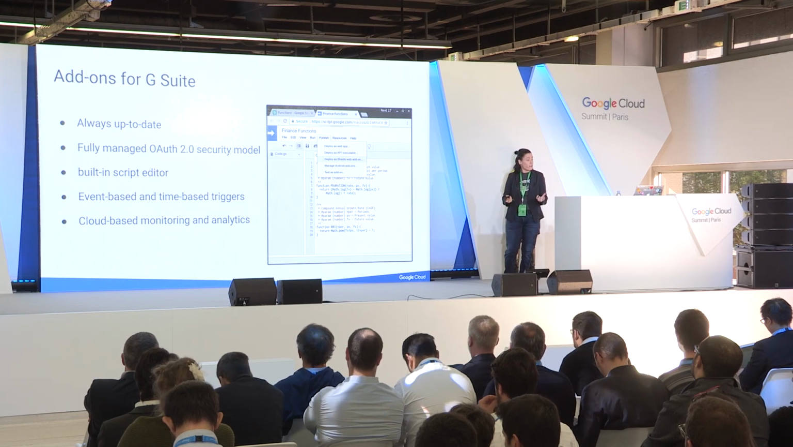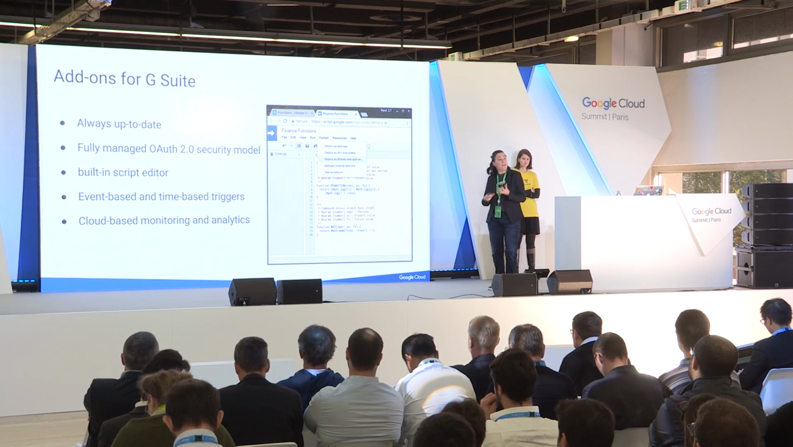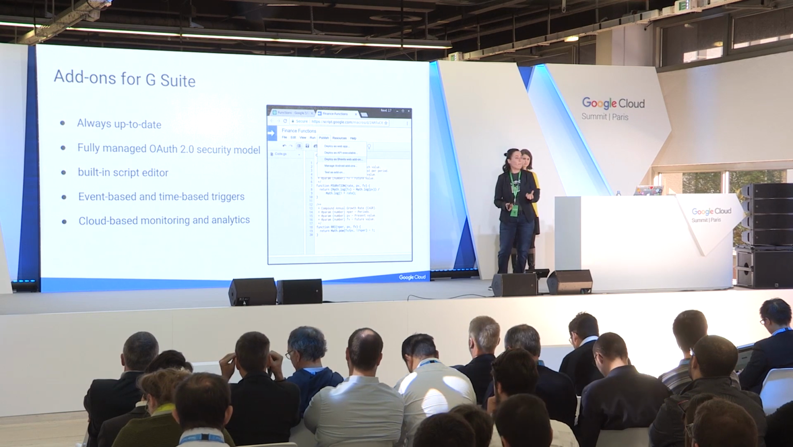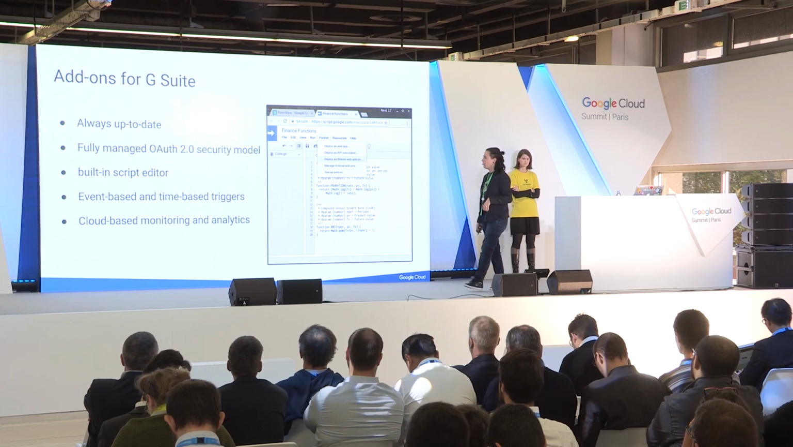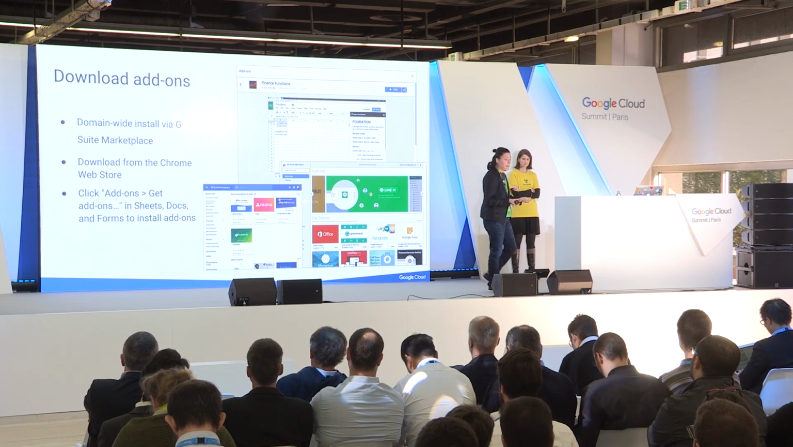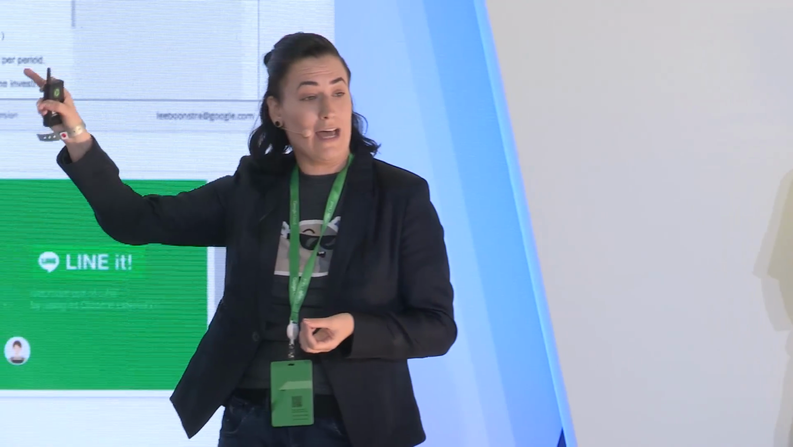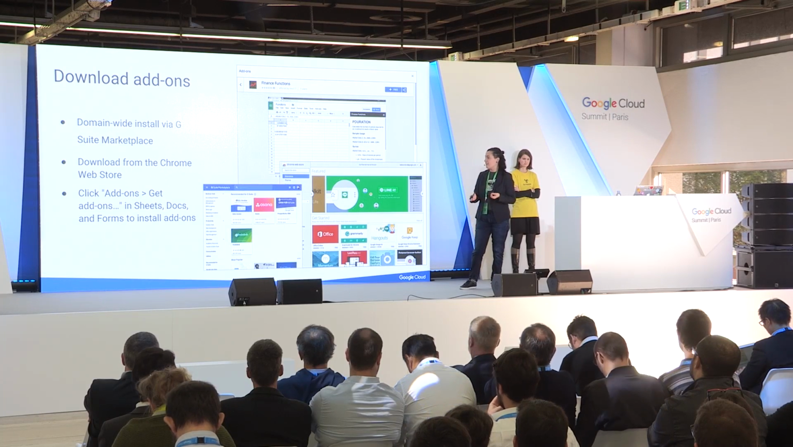Now, these add-ons for G Suite make use of the OAuth 2 model, so they are secure within the G Suite domain. There is a script editor within G Suite that you can use, where you can start coding. And you can make use of triggers. So, for example, when you open a document, then it can start executing code. Now, these add-ons, you can bring them to a marketplace, and then you can download them. You can also download them from the document itself.